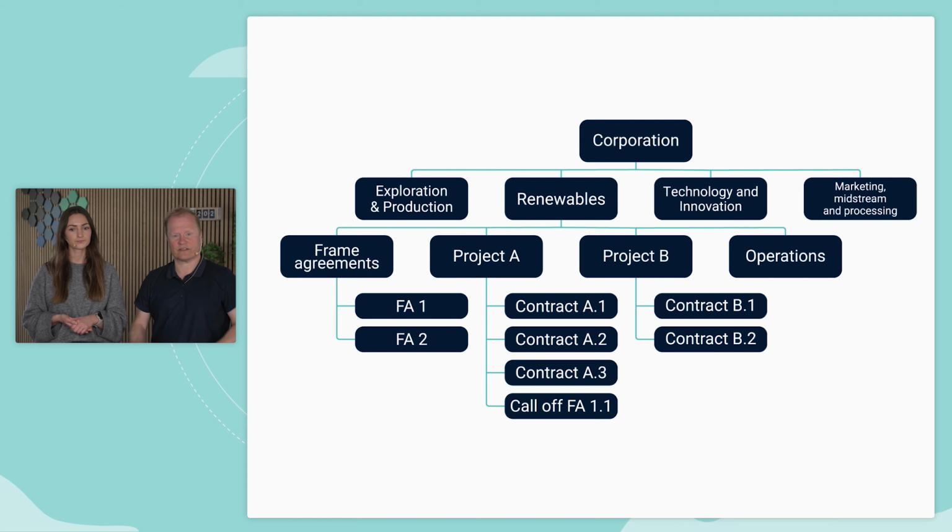So the organization structure is very central in Omega 365. It is a digital representation of how the company is organized, including project contracts and frame agreements. Here we have an example where we have the corporation at the top level, then the different divisions, and under, in this case, the renewable division, we have the frame agreements, we have the different projects, and under each project we have the different contracts and also the call-offs from the frame agreements.